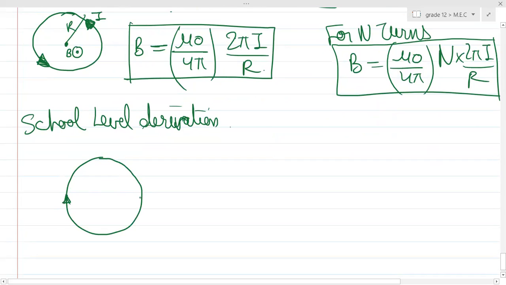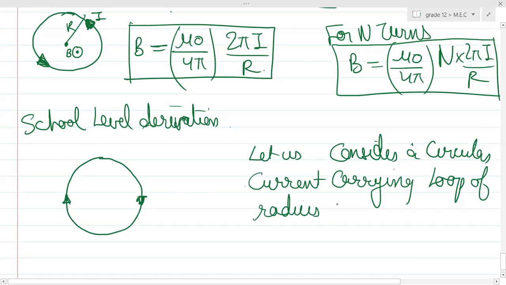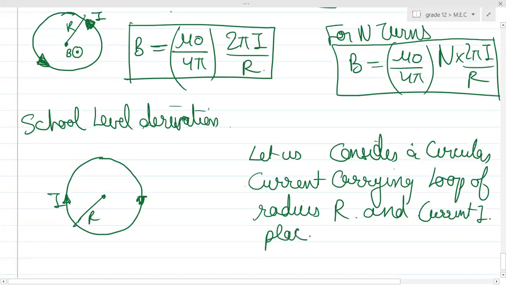Guys, shall I write the whole statement? Yes, sir. Let us consider a circular wire, a circular current carrying loop of radius capital R, and current I, placed in free space.